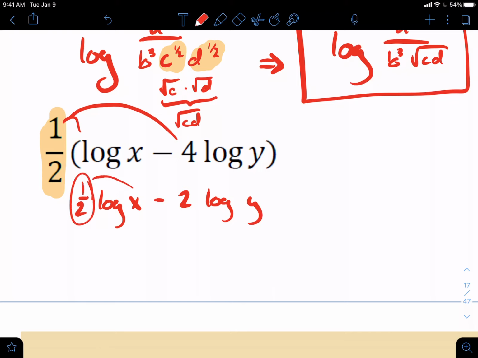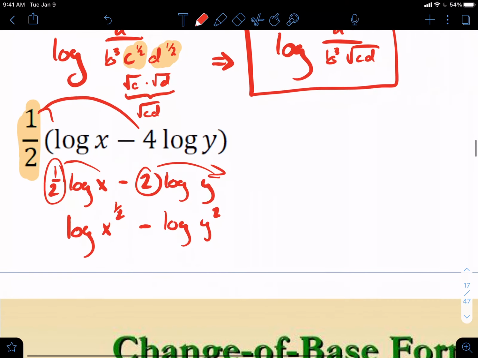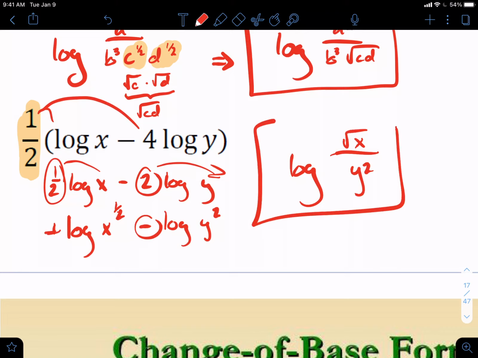Exponents move up top. So I'm going to get the log of x to the 1/2 minus the log of y squared. So when I combine these, since they have the same log, we're going to have the log of x to the 1/2, which will be the square root of x on top, since that was the positive one. And then since it's minus, this goes on the bottom, so y squared down here, making this our final answer.